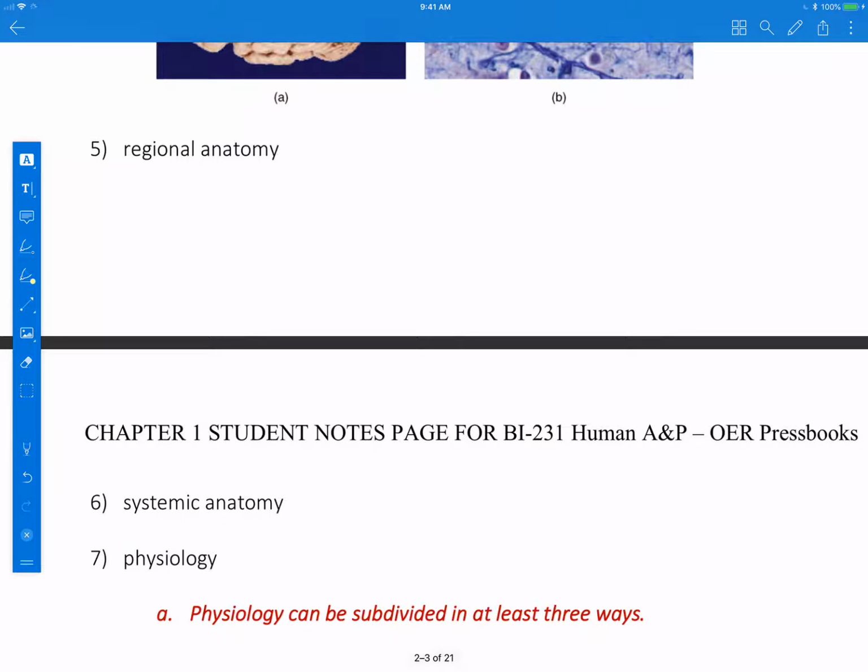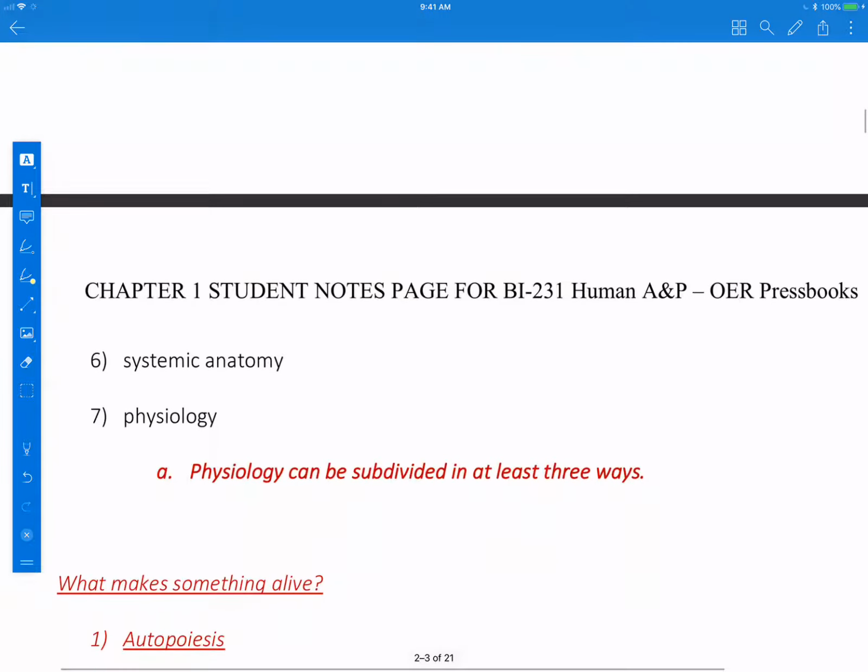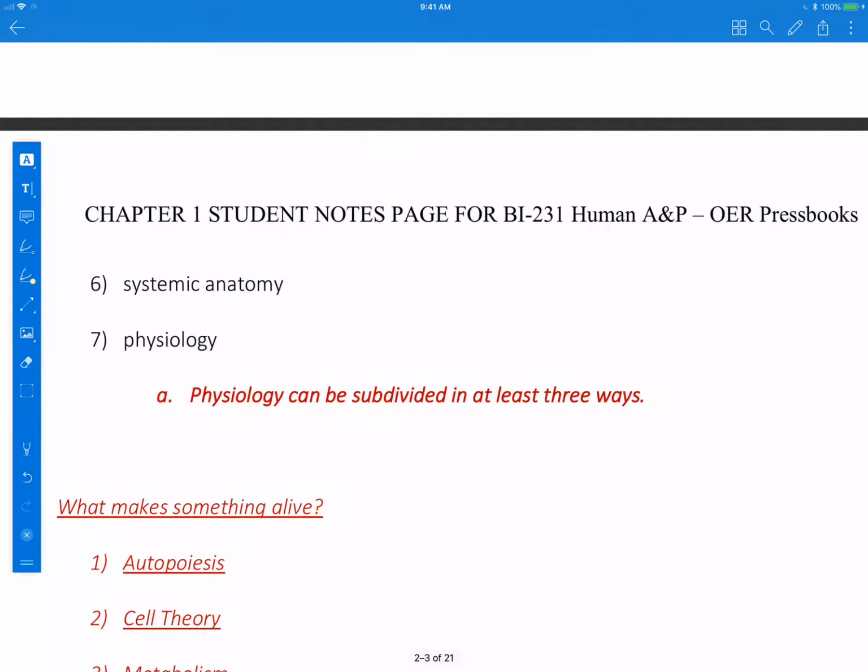Systemic anatomy is the study of structures that contribute to specific body systems or organ systems, like the cardiovascular system or the lymphatic system. And this textbook that we're using uses that approach. Pretty much each chapter focuses on a different organ system. So we study the systemic anatomy and systemic physiology. Or you could say we study A&P, anatomy and physiology, from a systemic perspective.